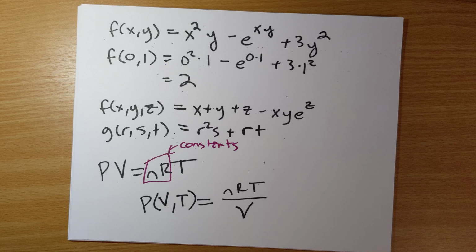So a lot of physics and chemistry laws, a lot of physics, chemistry rules can be expressed as functions of two or more variables. Okay, so I think that's a good intro to what we'll be doing in this section, in this chapter. We'll be doing a lot more stuff in future videos.